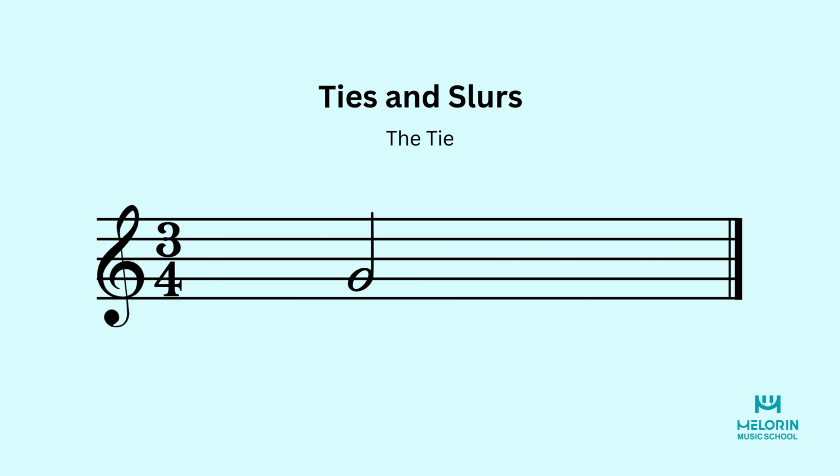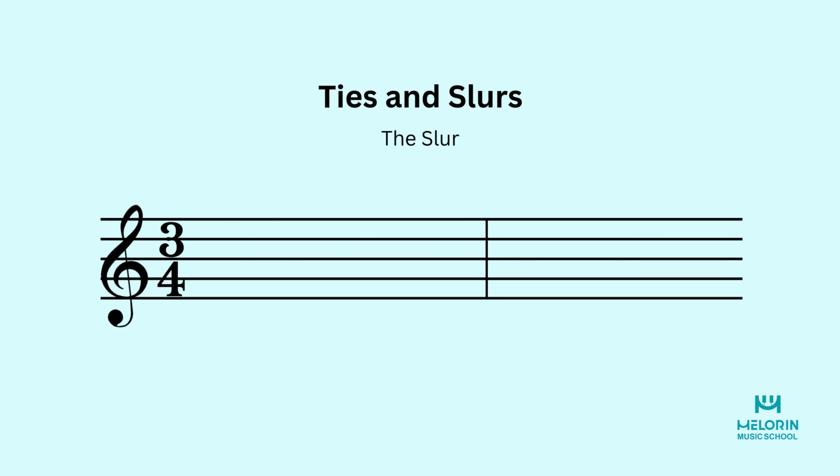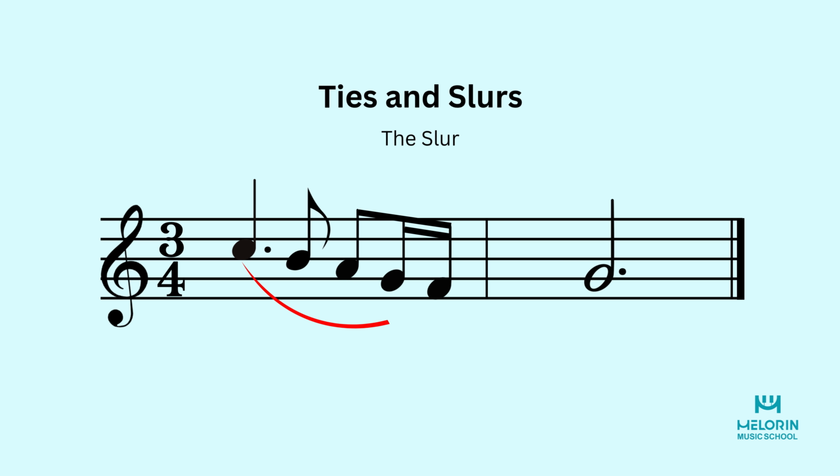Ties and slurs. A tie is a curved line that connects two adjacent notes of the same pitch. The tone is held as though the two notes are one, so it is prolonged. A slur is a curved line that connects notes of different pitches. A slur indicates that the music will be played or sung as smoothly as possible. There should not be any space between the notes within the slur.